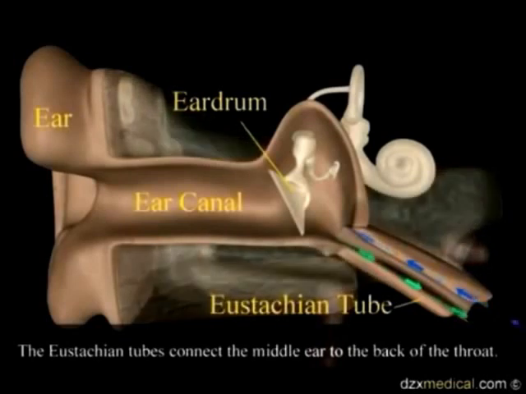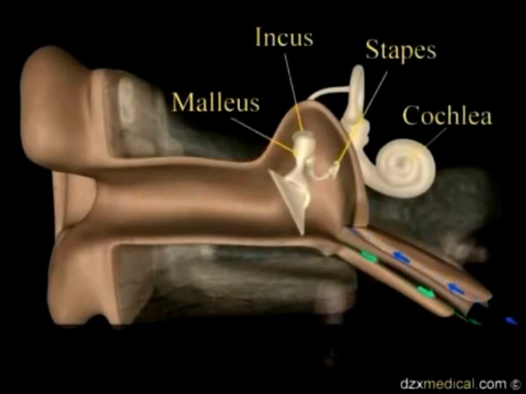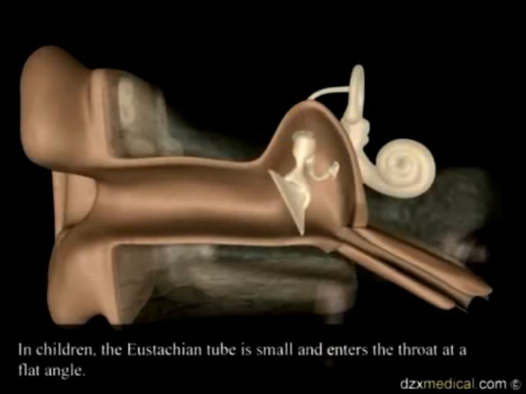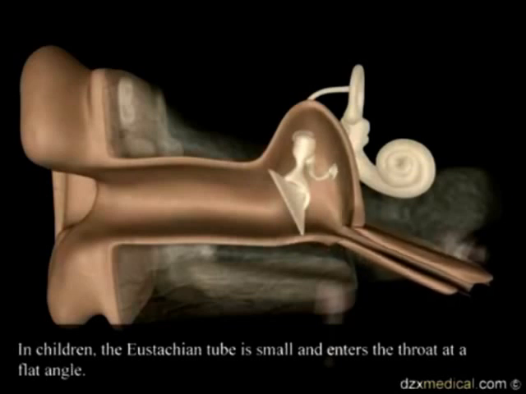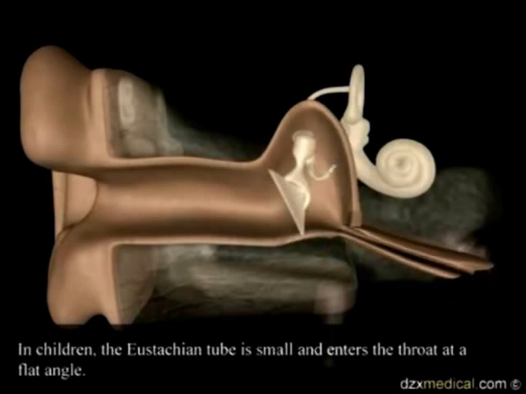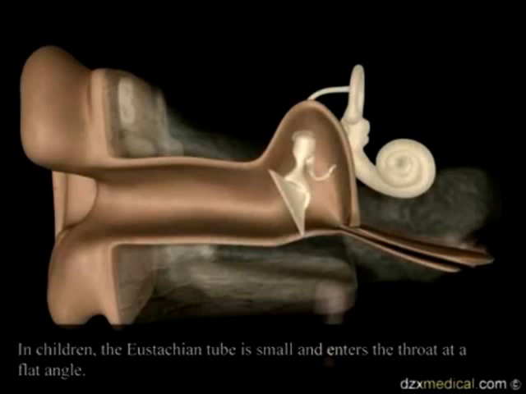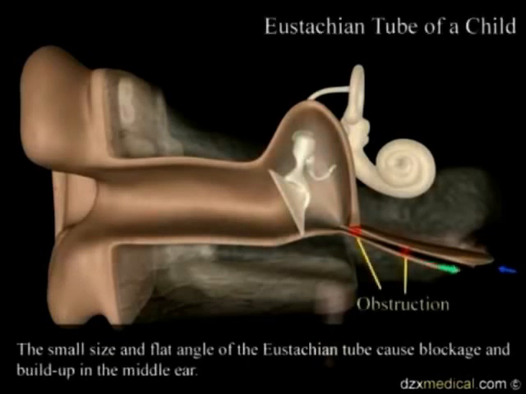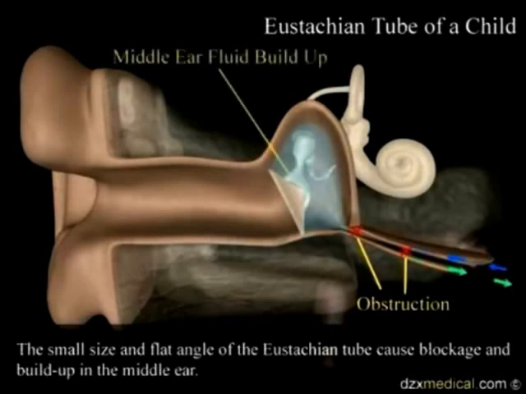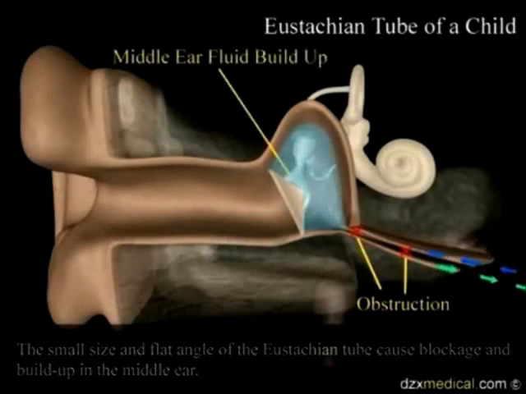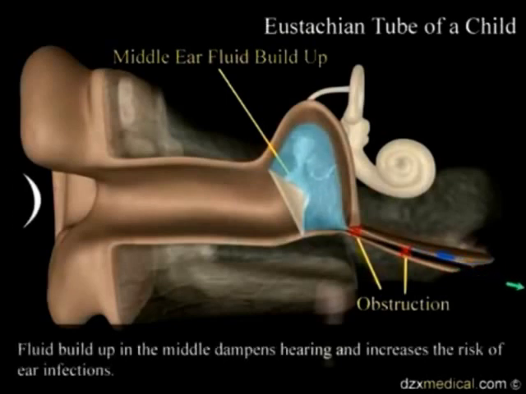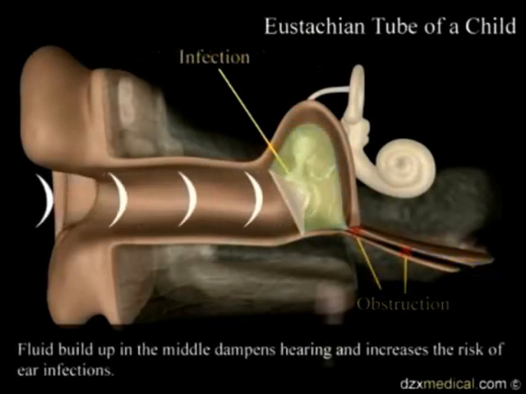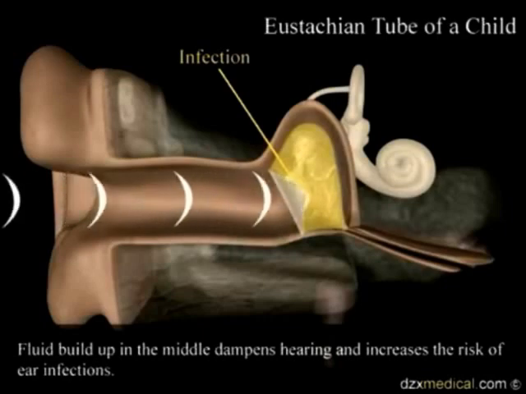The eustachian tubes connect the middle ear to the back of the throat. In children, the eustachian tube is small and enters the throat at a flat angle. The small size and flat angle of the eustachian tube cause blockage and buildup in the middle ear. Fluid buildup in the middle ear dampens hearing and increases the risk of ear infections.